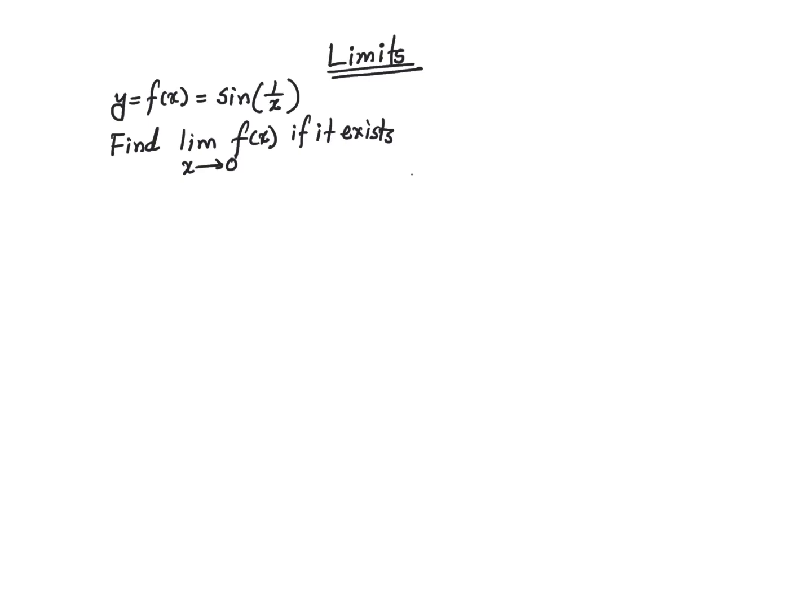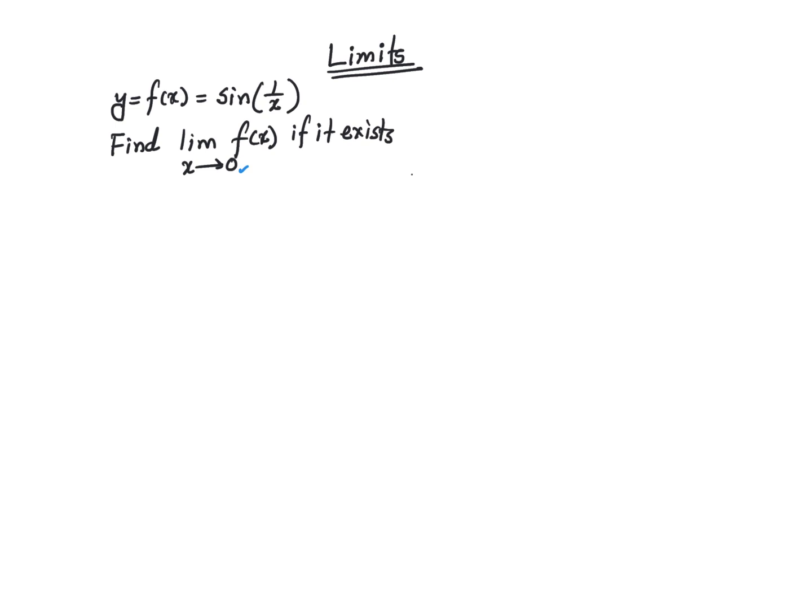In this video, I'm going to give you an example of how to find a limit for a function. The function is sine of 1 over x. So we want to find the limit of this function as x approaches 0. I'm going to do this problem slightly differently using something called the sequence approach. So let's go ahead and find a sequence that approaches 0.